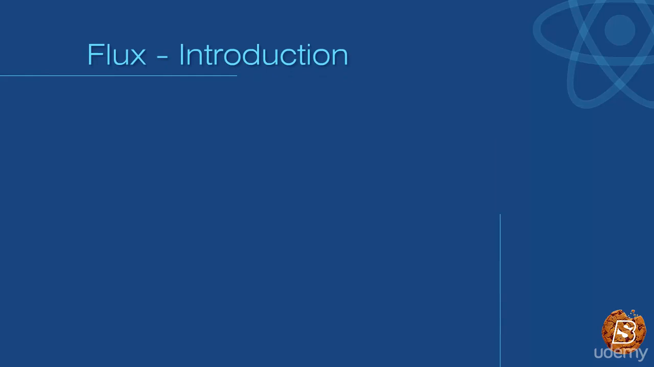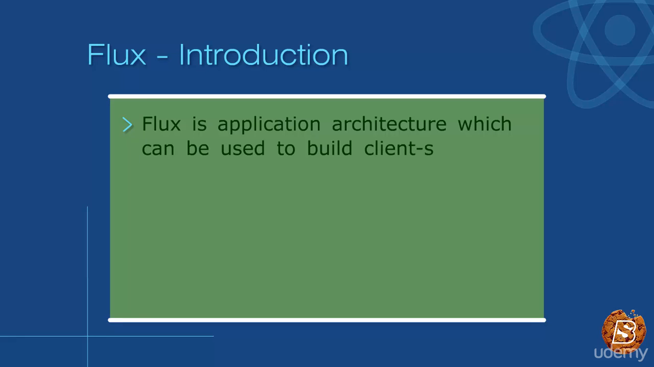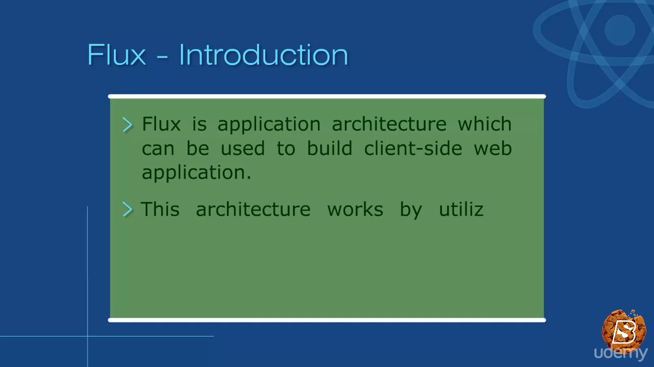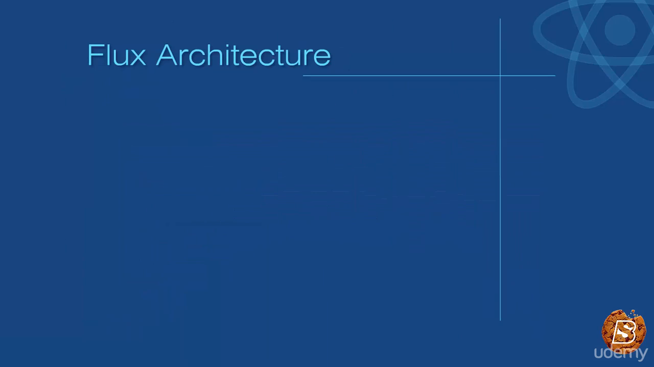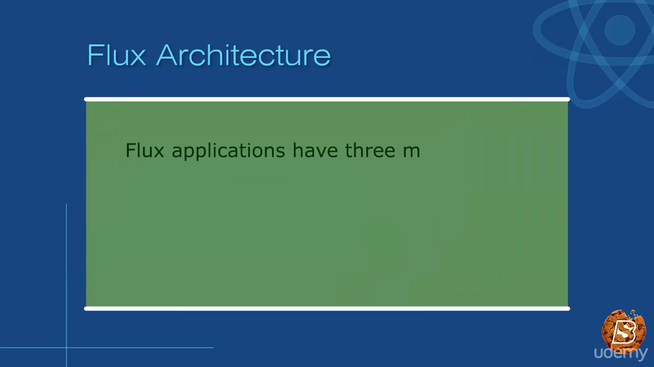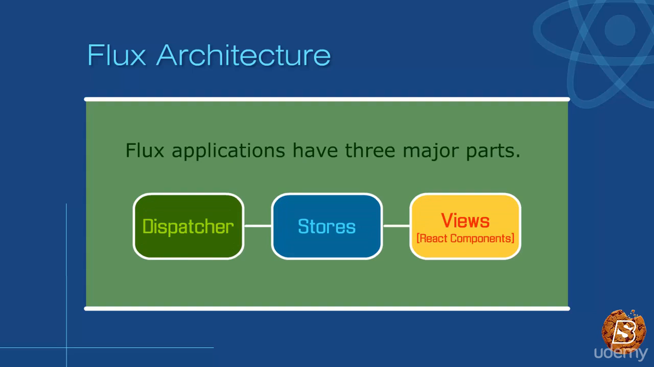Now we'll take a look at Flux. Flux is application architecture which can be used to build client-side web applications. This architecture works by utilizing unidirectional data flow, and it's pretty easy to use without a lot of new code. The basic architecture of a Flux application has three major parts: dispatcher, stores, and views. Views are something that we have already seen, that is React components.